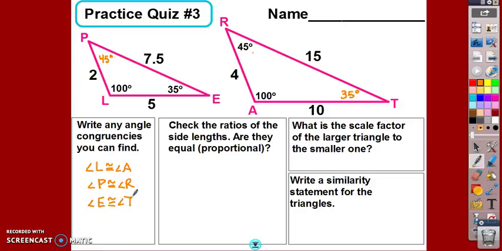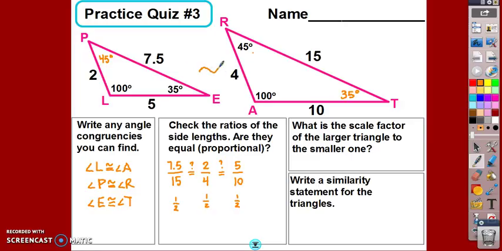Now you should have checked the ratios of the sides. Remember, I like to do the longest to the longest, then the shortest to the shortest, mediumest to mediumest, and check to see if those are equal. Now two of these simplify pretty nicely. Technically this one would also simplify to 1/2, and so they are equal, they are proportional. And so that means that my triangles are similar.